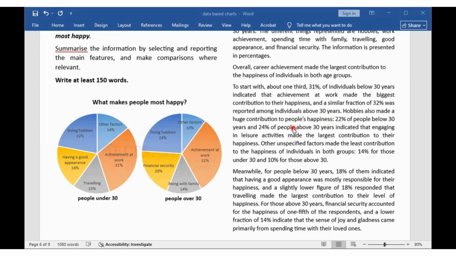And then the other stuff, I wrote about it in paragraph 4. Having good appearance, you can see that there's nothing here that says having good appearance. So I wrote about it. Having a good appearance. Where is it? You can see that it's here. That's what I wrote about next. And then traveling. You can see traveling here. And then I moved on to people over 30. Financial security and then being with family. That's what I've just done. I just described the chart. That's what we did, ladies and gentlemen.